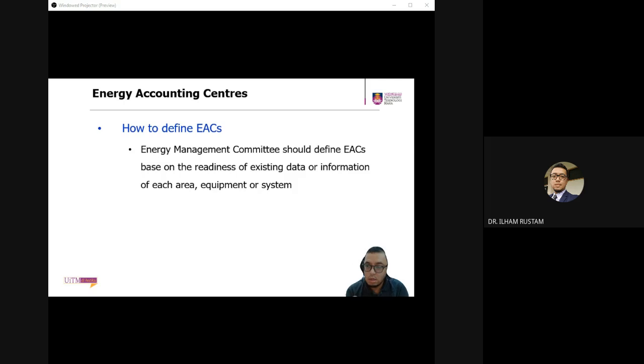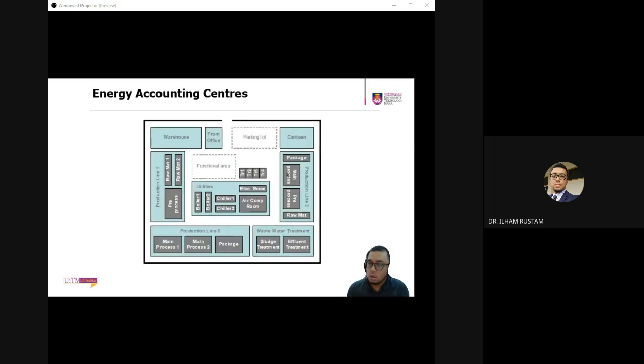It can be area, it can be equipment, and also it can be the whole system, maybe cooling system, HVAC. So HVAC is connected to maybe front office, warehouse, canteen, and also functional areas possibly. So this is also this 1, 2, 3, 4. These 4 areas can also be considered as EAC for the process of cooling process. Depends.